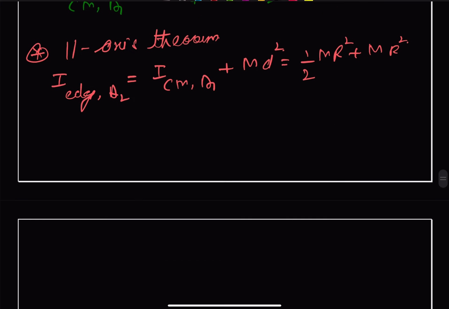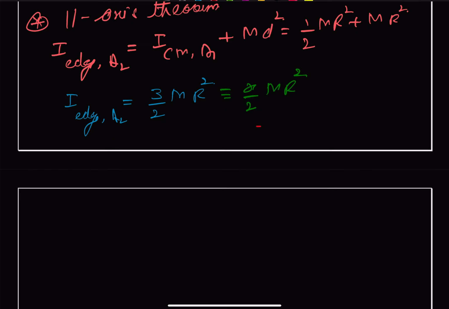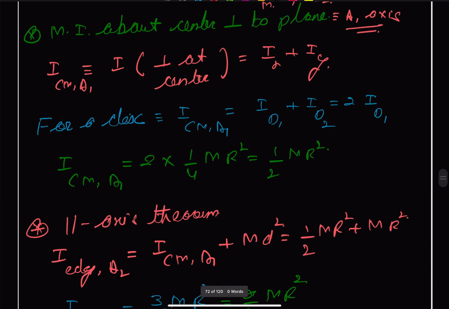So we get that the moment of inertia with respect to our edge through point A2 will be equal to 3 by 2 mr square, and we are given that this is equal to x by 2 mr square. Therefore the value of x is equal to 3.